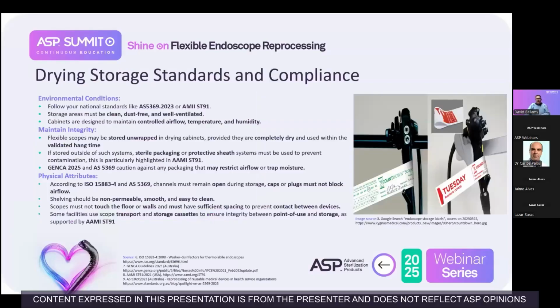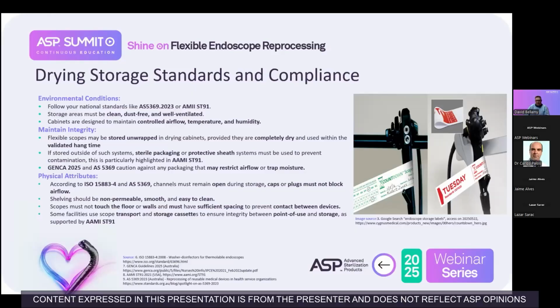So looking at the drying standards and compliance that we have to adhere to now. As storage is equally a critical stage in the reprocessing cycle, improperly stored scopes are at risk of recontamination, through environmental exposure and moisture buildup, and it can pretty much make the disinfection phase pointless if they've been recontaminated.